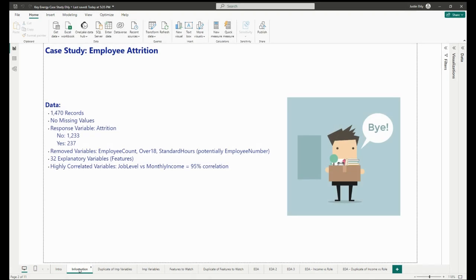So the data had 1,470 records, and I did not find any missing values. There was one response variable that is binary, and that's attrition. There were 1,233 no's and 237 yeses.